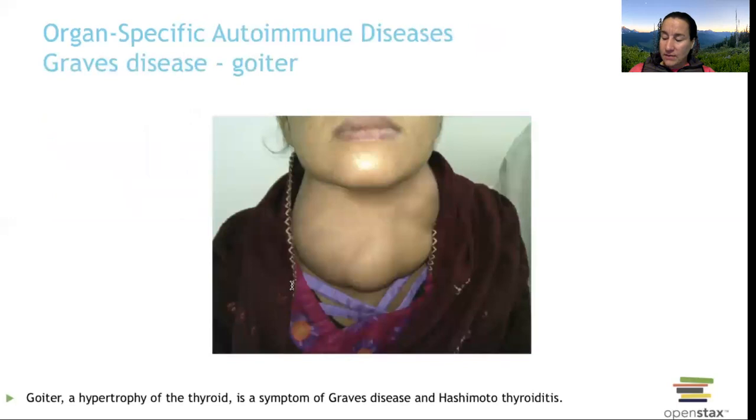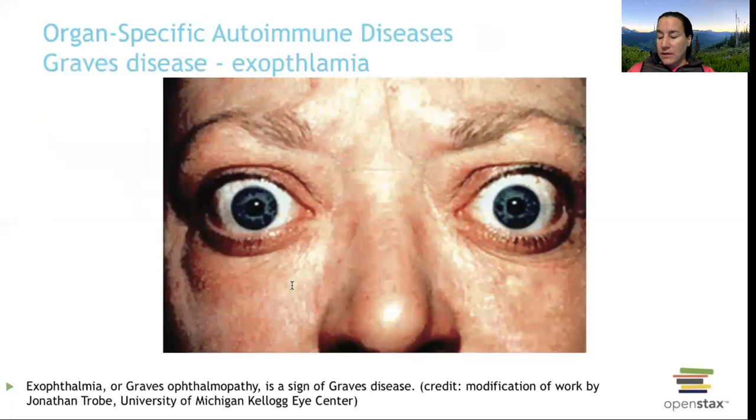So, signs of Graves' disease. Here is that goiter. I mean, look at this person's thyroid gland all swelled up as a goiter here on her neck. And then another thing that Graves' disease can cause are these protruding eyes, exophthalmos. This is another sign of Graves' disease.